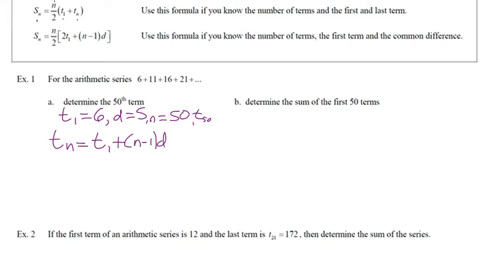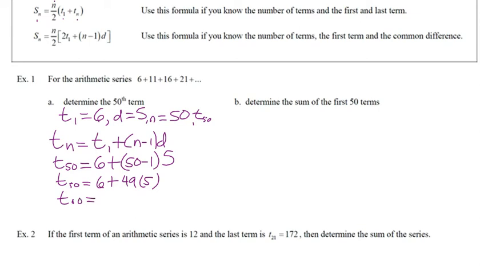Okay, so that formula also has 4 things in it, right? T sub n, T1, n, and d. You need to know 3 of them. We do. We know the first term, we know the common difference, and we know the number of terms. So the 50th term is the first term plus 50 minus 1 times 5. So that's 6 plus 49 times 5, which is 245 plus 6. 251. Right? Yes?